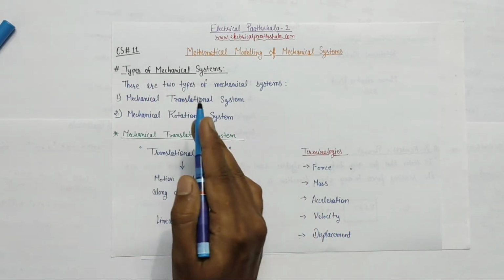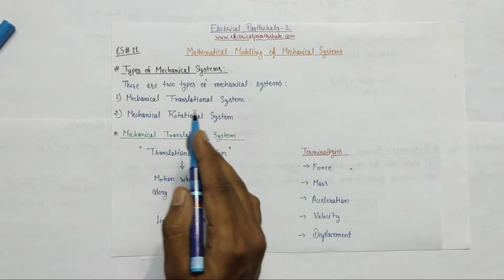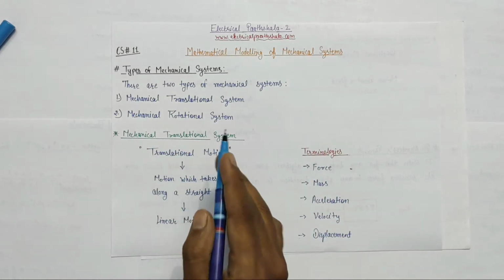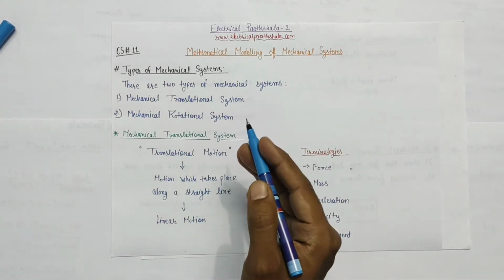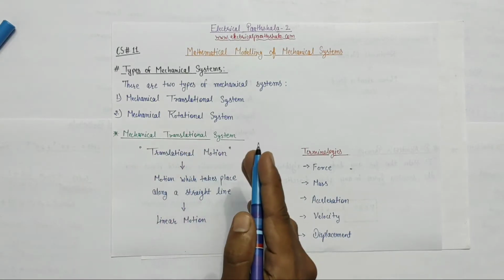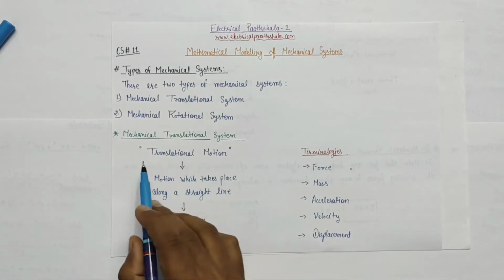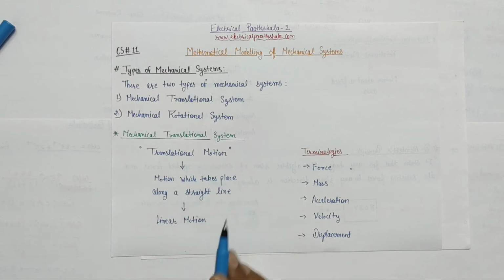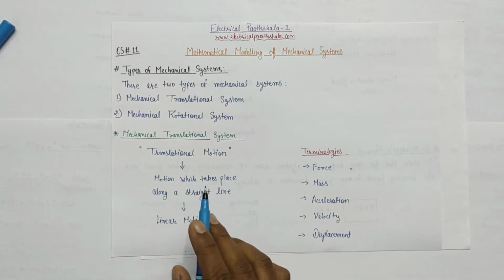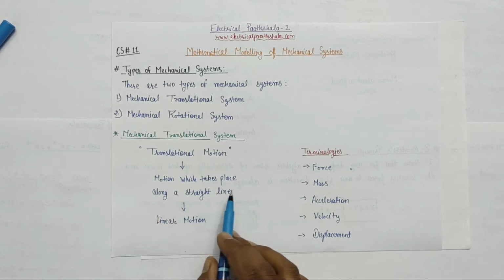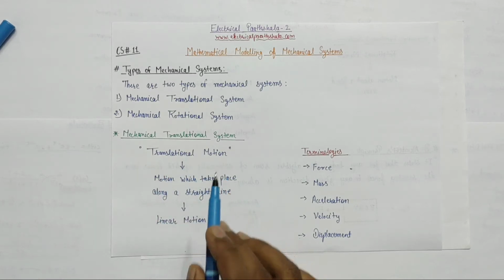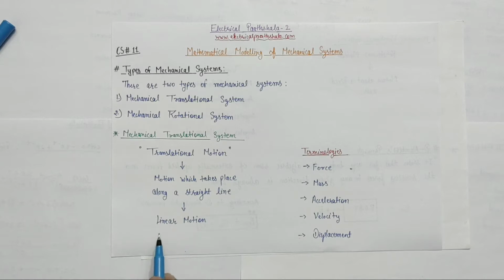So basically there are two types of mechanical systems, which are mechanical translational system and mechanical rotational system. We'll talk about them one by one. Let's talk about mechanical translational system first. So in mechanical translational system, we talk about translational motion. So what is translational motion? The motion which takes place along a straight line is called as the translational motion. Or in other simple words, we can say that linear motion is called as the translational motion.